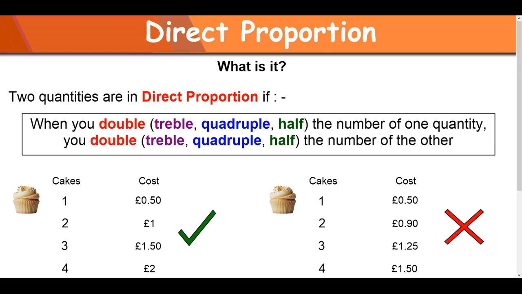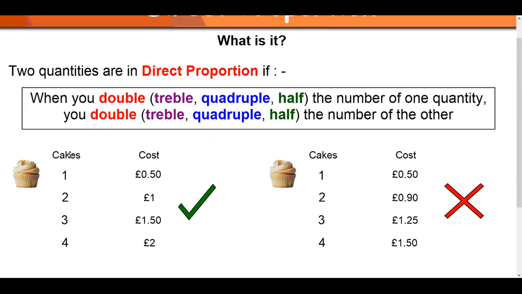Hi there, in this lesson we're going to look at direct proportion. So first of all, what is direct proportion? Two quantities are in direct proportion if when you double, treble, quadruple or halve the number of one quantity, exactly the same happens to the other quantity. It's easiest to understand with an example.